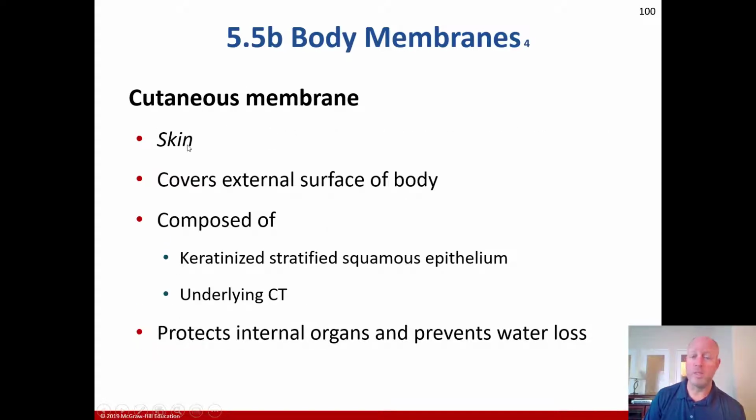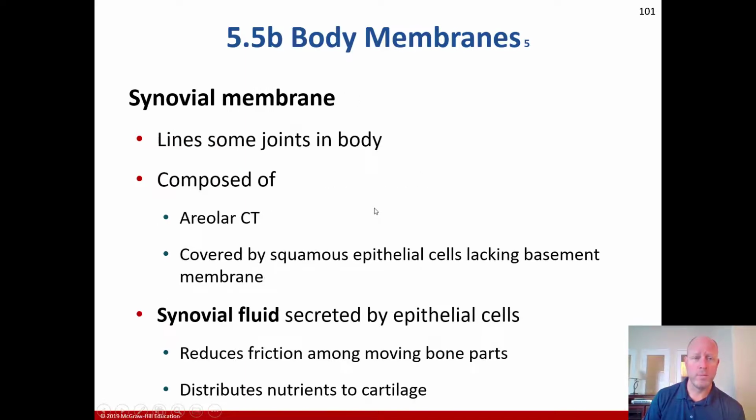The cutaneous membrane is the skin. It covers the external surface of the body. It's composed of the keratinized, stratified squamous epithelium, and it includes the underlying connective tissue below it. It protects the internal organs and prevents water loss.